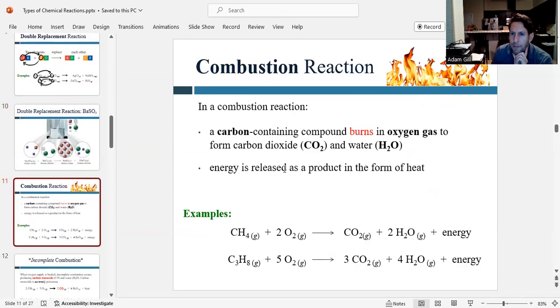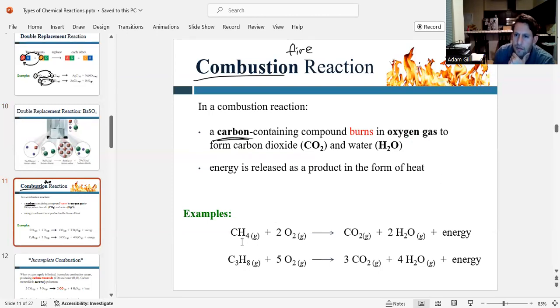The next type of reaction we're going to talk about is combustion. And so combustion means fire. Okay. And that's when you burn something. So in a combustion reaction, you always have a carbon containing compound that burns with oxygen gas, and it always produces carbon dioxide and water, and energy is released in the form of heat.